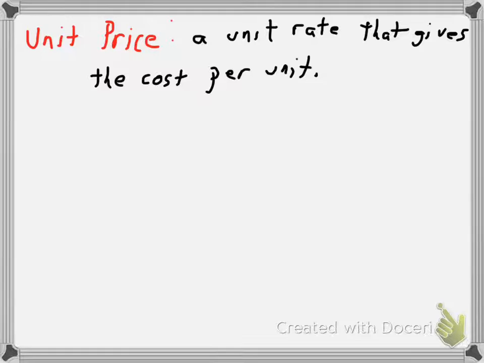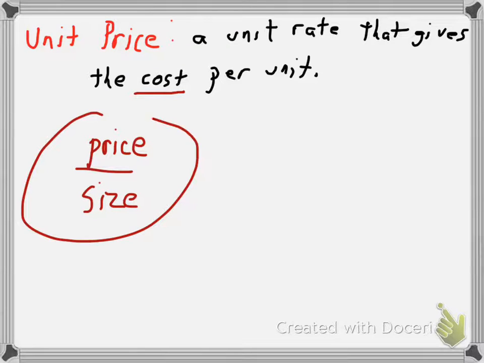Okay, unit price. Unit price is a unit rate that gives us cost per unit. Unit price is unique because it's dealing specifically with the cost, or specifically with money. When I'm finding unit price, I always do the price over size. Anytime I'm doing unit price, I'm always just going to do the price divided by the size, or price divided by the amount of items.